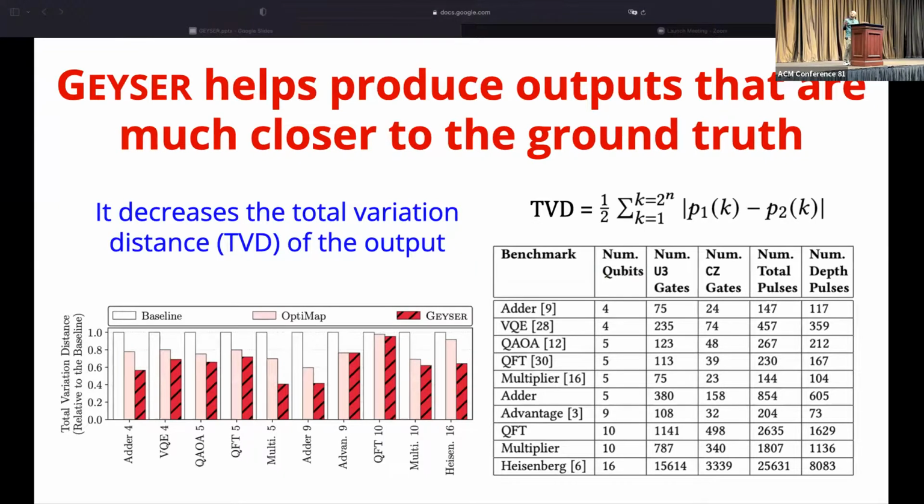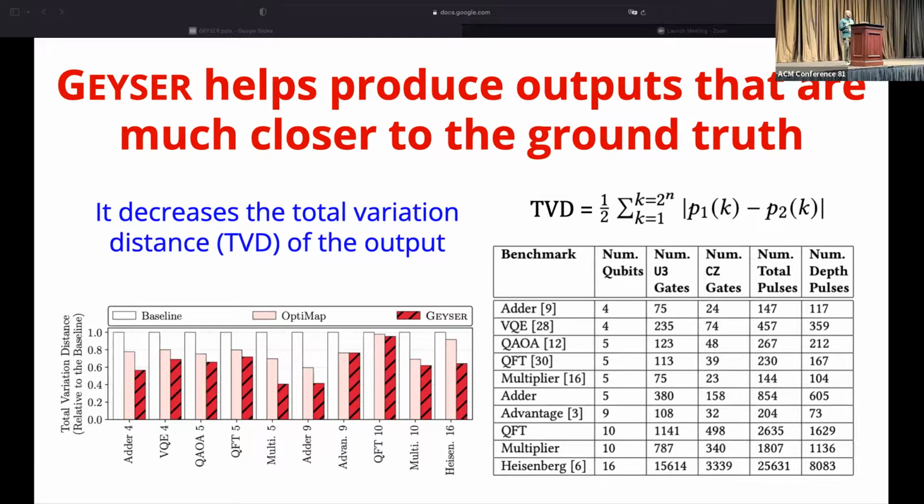So the first result that we look at is actually the TVD, which is the reduction in the error rate. This is based on simulators, and we use realistic parameters from the neutral atom devices that we have right now. So the first bar is the baseline results. The second bar is Optimap, which is where we apply the optimal mapping procedure, but we don't do the blocking and then the composing. And then the red bars are Geyser.